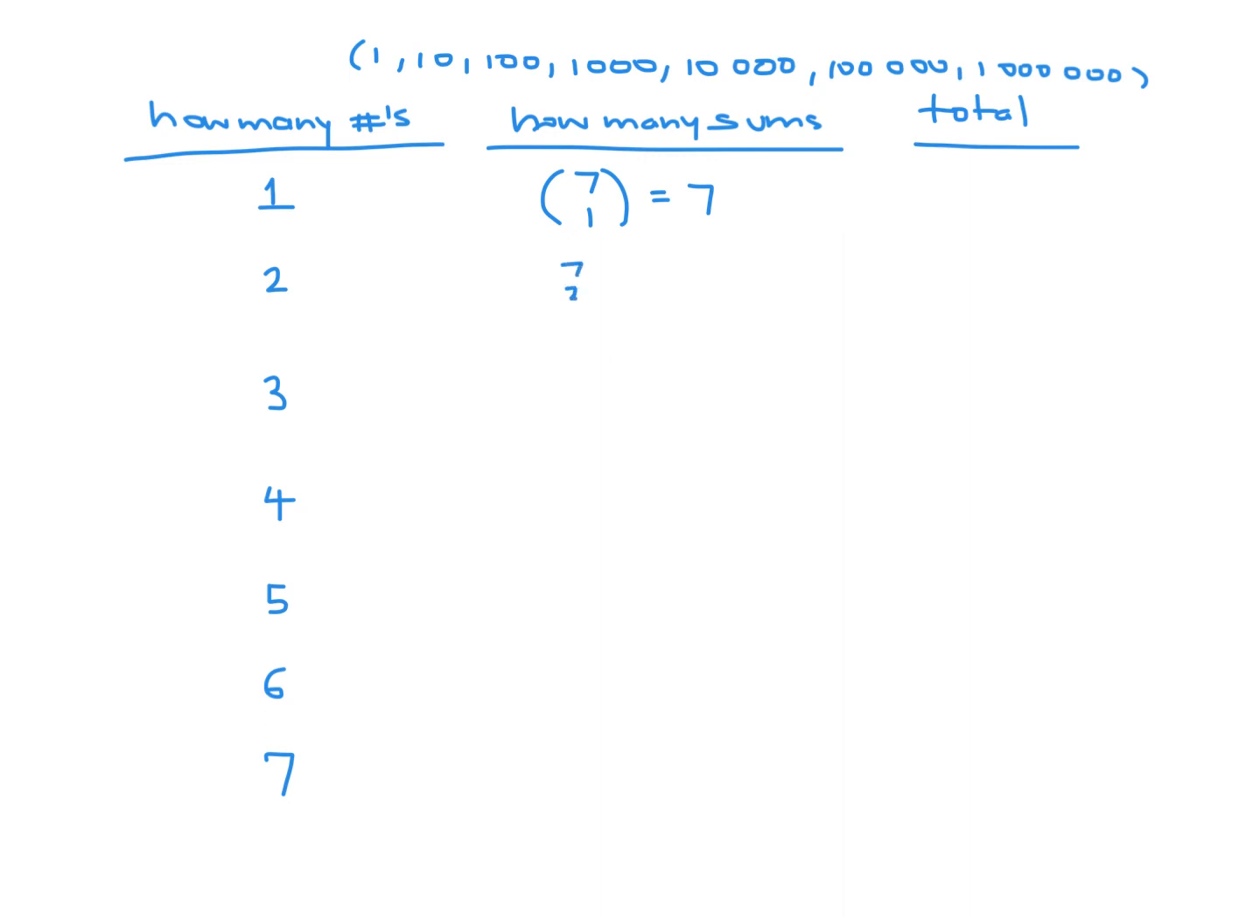From 7, choose 2. That number is 21. Now, if you're not familiar with choose notation and you're getting kind of angry with me, let me just explain how you do choose notation. So 7 choose 2. How do you do that?